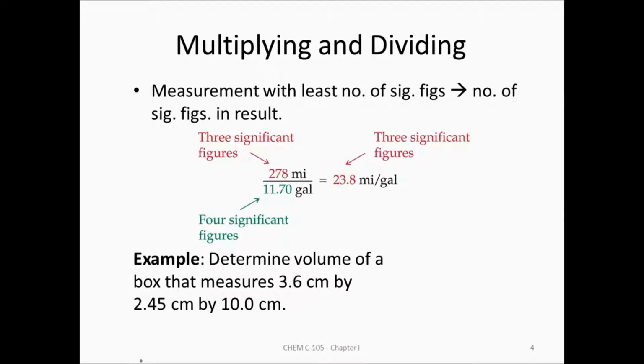In multiplication and division, you go with the least number of significant figures. Here, I divide a number with 3 significant figures by a number with 4 significant figures, so my answer should have 3 significant figures. So if we look at this question, determine the volume of a box that measures 3.6 centimeters by 2.45 centimeters by 10.0 centimeters. This has 2 significant figures, this has 3, this has 3, and so my answer should have 3 significant figures. And if I do my arithmetic correctly, it is 88 cubic centimeters.